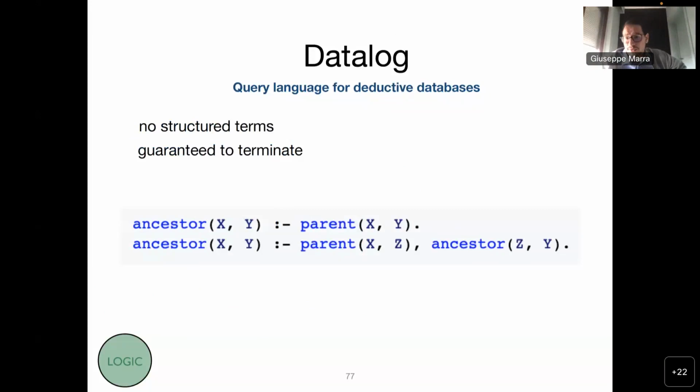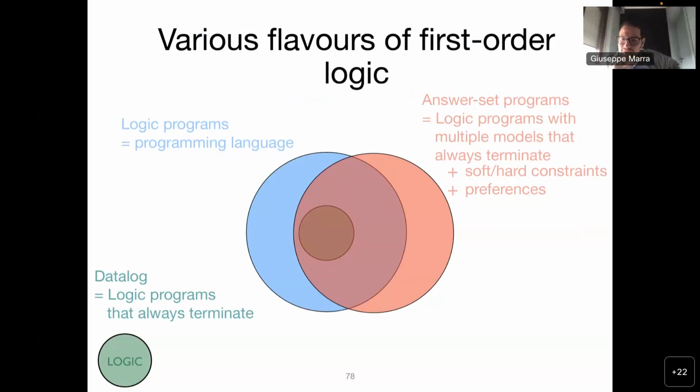Another slightly different flavor of computational logic is answer set programming. In answer set programs, they are logic programs that are still guaranteed to terminate. They don't completely cover the expressivity of logic programs, but they add on top of this some other powerful expressive tools like preferences and soft constraints, so they are not completely inside first order logic because you have this additional power.